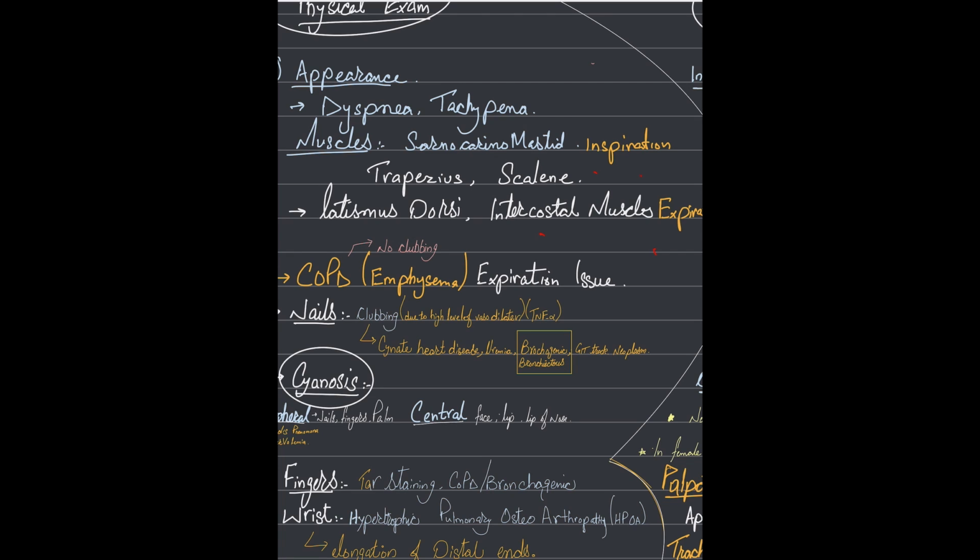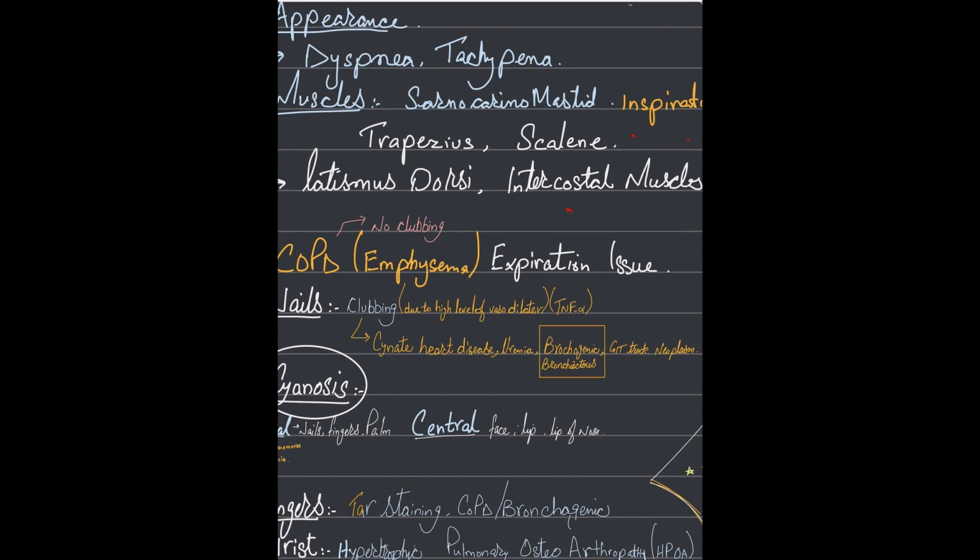In COPD, especially in emphysema, there are two types of COPD, emphysema and chronic bronchitis. In emphysema, we're going to see expiration issues. We're going to discuss all the details about COPD later. But the key point you have to understand is there is no clubbing of nails in COPD.